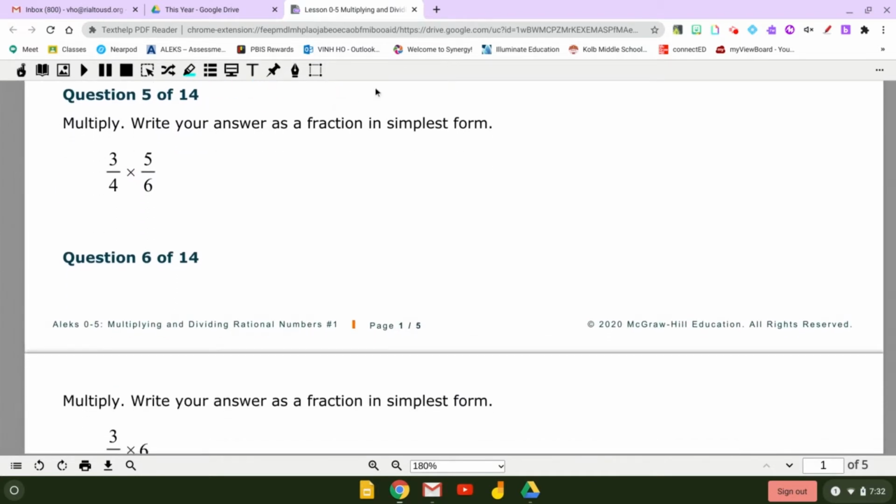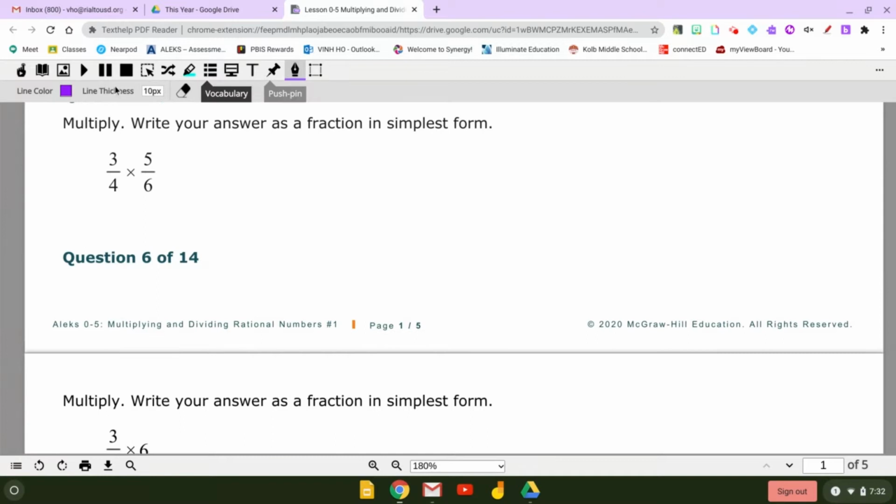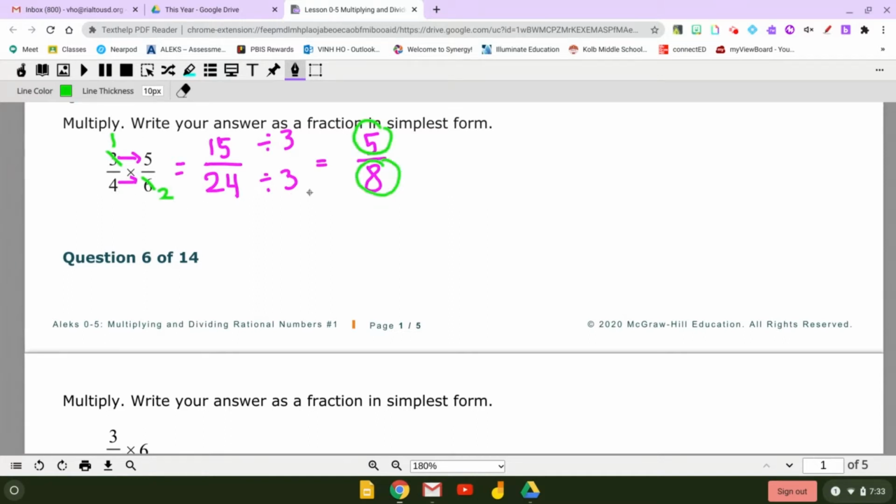Number 5. So the same concept, we multiply straight across. 3 times 5 is 15, and 4 times 6 is 24. Looks like it can reduce by 3. So that will give you what? 5 over 8, right? Yes, 5 over 8. Okay, if you're sharp, you can reduce it from the beginning. 3 goes into 6 twice, and this is 1. Then 1 times 5 is 5, and 4 times 2 is 8. You can go that way as well.